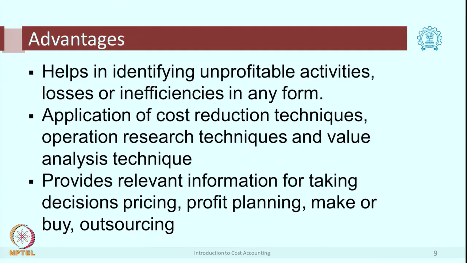And the third part, which we already discussed, is that better information helps in much improved decision making. It could be profit planning, it could be make or buy decision, or instead of making, we can go for outsourcing that product or going for outsourcing of a particular service. All these types of decisions are made in a much better way because of cost accounting system.